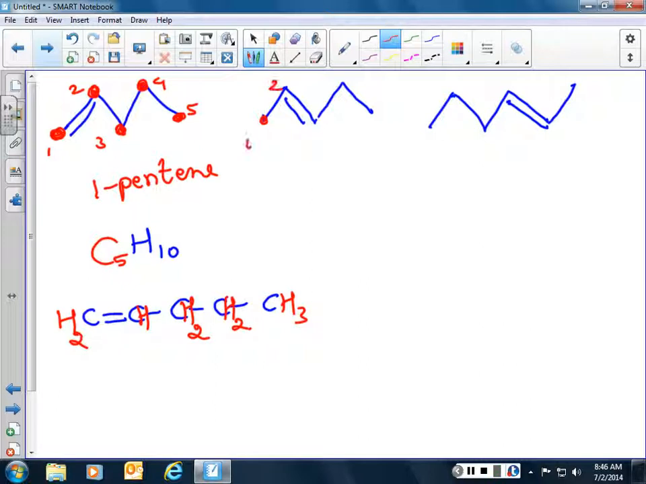1, 2, 3, 4, 5. But the double bond is at the second carbon, so it's 2-pentene. Correct? Why 2-pentene? Because the double bond is at the second carbon. Its formula remains the same. Your double bond will shift to the second carbon.